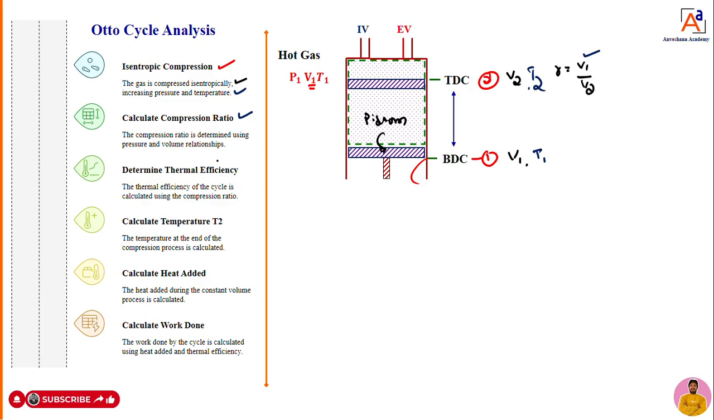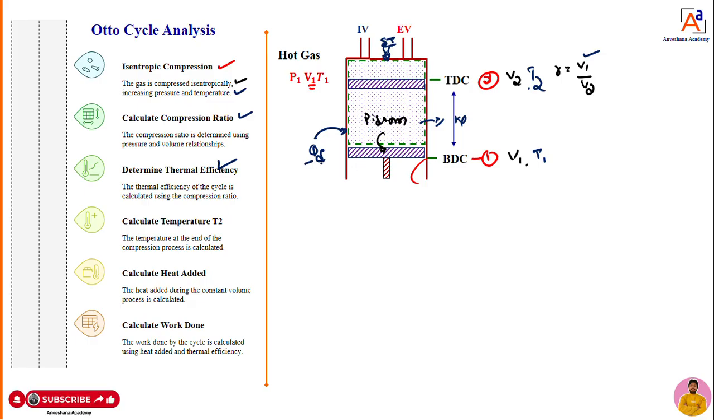Next, you have to calculate the thermal efficiency. Thermal efficiency means what, dear students? You are going to supply a certain amount of heat, then it is going to do some amount of work. So how are we going to add heat? With the help of the spark plug, if it is an SI engine. It is an Otto cycle, right? With the help of the spark plug, you add a certain amount of heat.